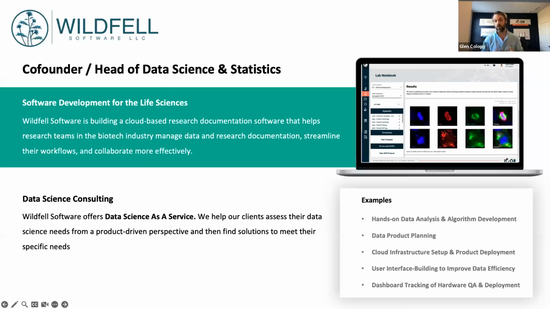And one thing that our clients, the startups, like is that we have direct experience pleasing customers with the software that we develop. So we aren't removed from it. It's not theoretical. We do this ourselves. And then obviously we do data science consulting.